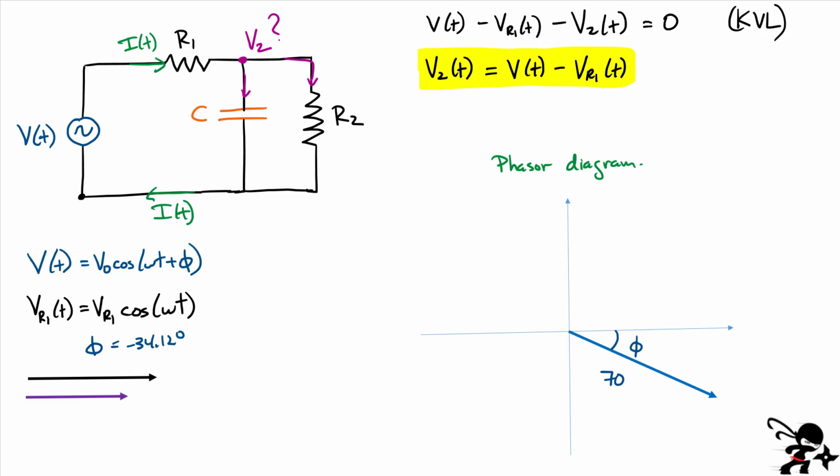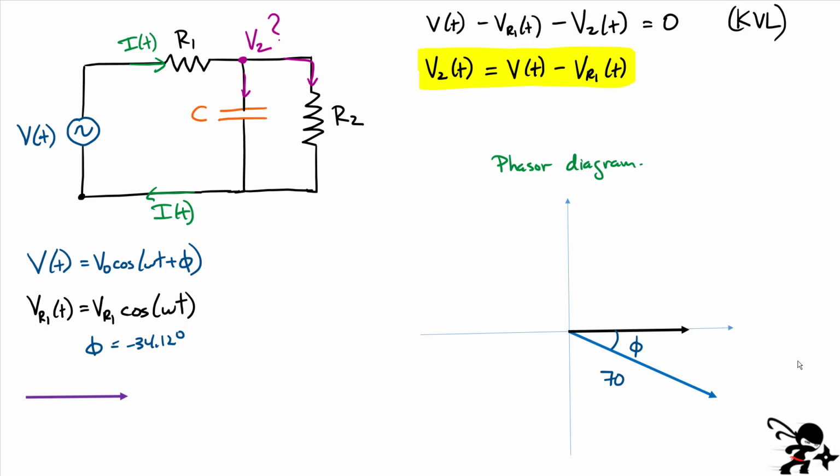Let's go ahead and plot what VR1 of t looks like. Now notice here it has no phase factor. If something doesn't have a phase factor, what you do on a phasor diagram is you plot it simply along this x-axis right here. Now the magnitude of this we just calculated.